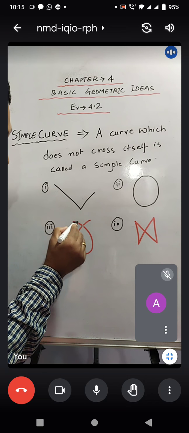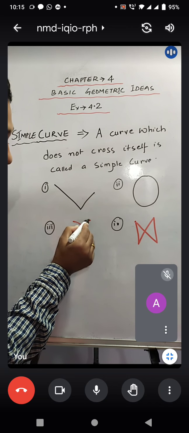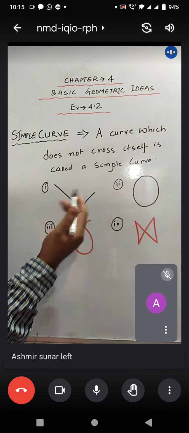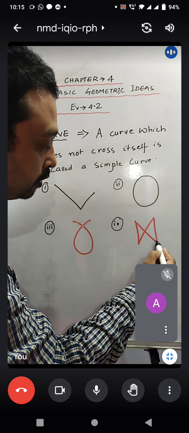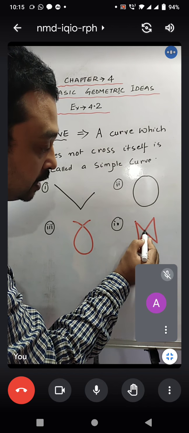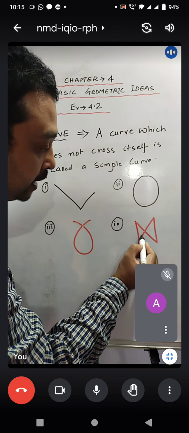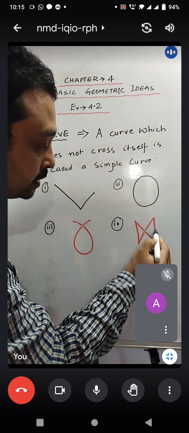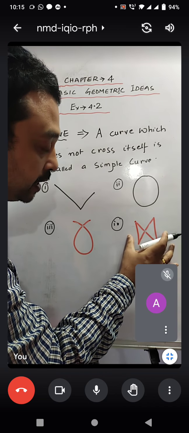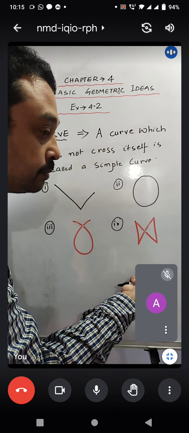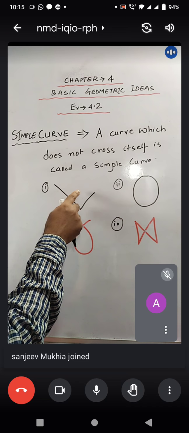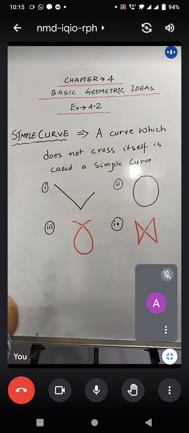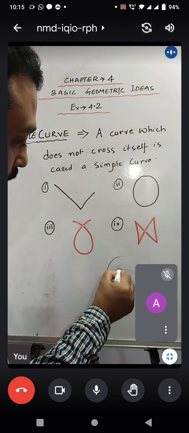So when you see a curve where there is a cross sign, where two lines are crossing, those figures will not be termed a simple curve. Even in this one, I have drawn this curve without lifting my pen, but you see there is a cross. When two lines are crossing, this particular curve will not be termed a simple curve. So these are the two figures which are the right examples for a simple curve. Even this also you can say is a simple curve.